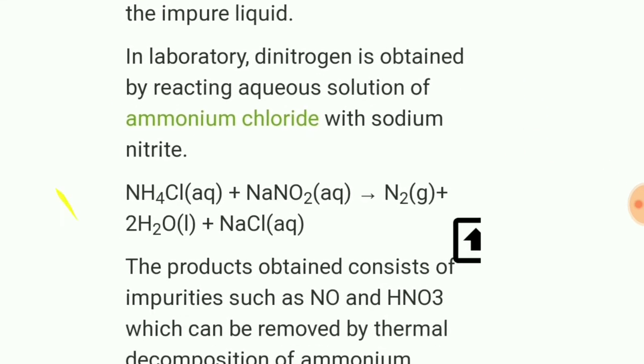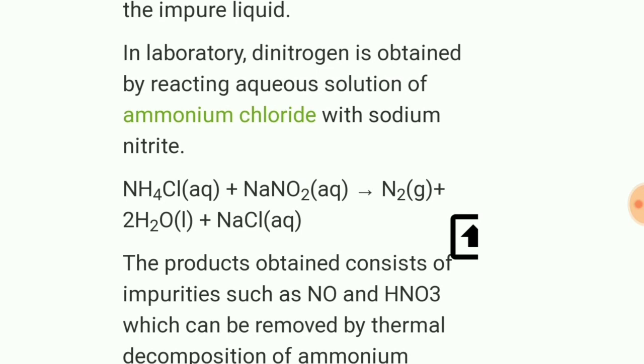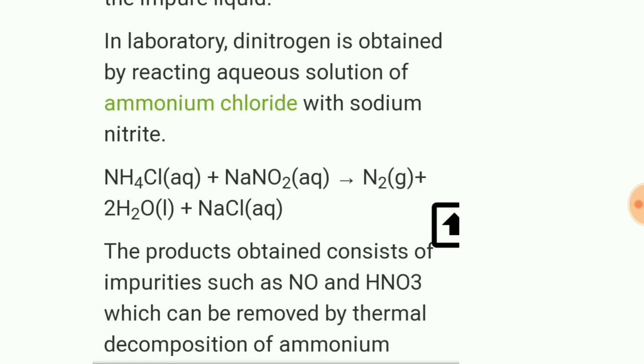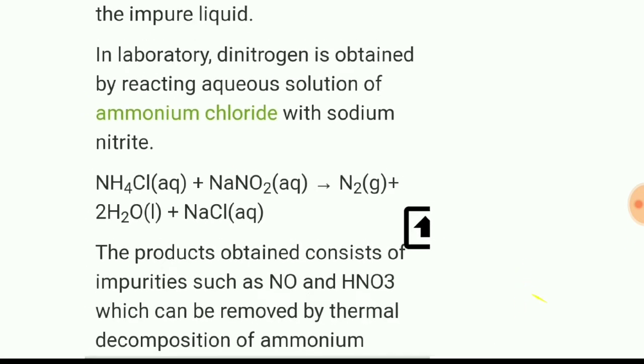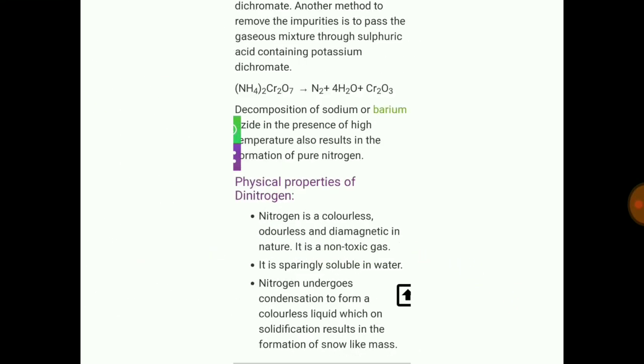In a laboratory, dinitrogen is obtained by reacting an aqueous solution of ammonium chloride with sodium nitrite, and the reaction is shown here. The product obtained contains impurities such as sodium chloride, nitric oxide and nitric acid, which can be removed by thermal decomposition of ammonium dichromate.